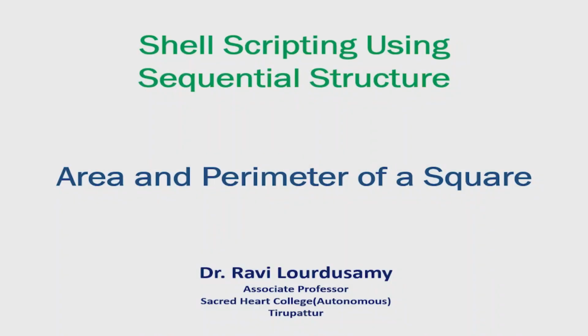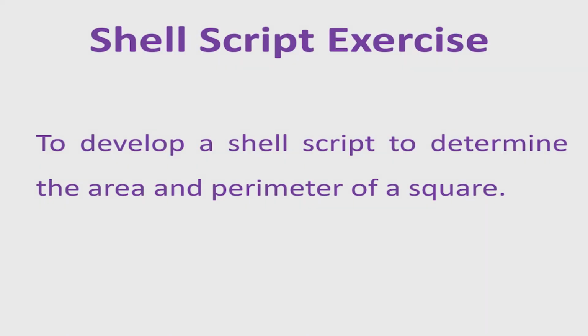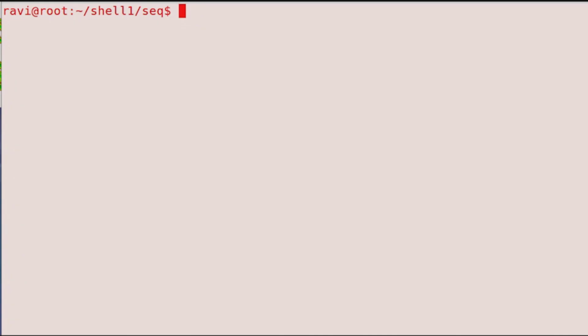This video demonstrates the execution of the shell script to determine the area and perimeter of a square. The problem statement of the shell script exercise is to determine the area and perimeter of a square using sequential logic. Let us now see the demonstration of the execution of the shell script solving the problem.